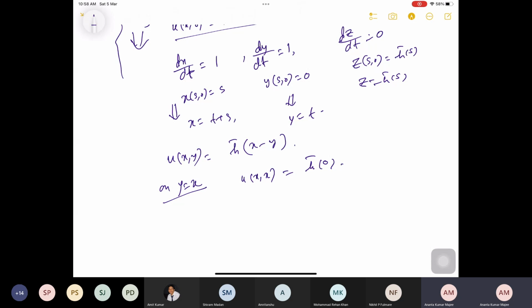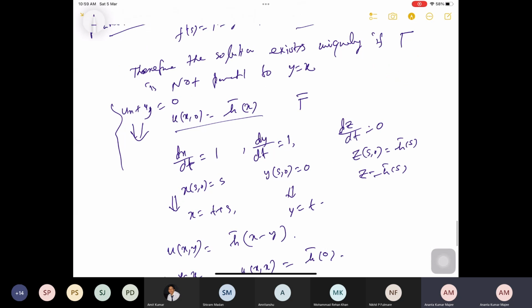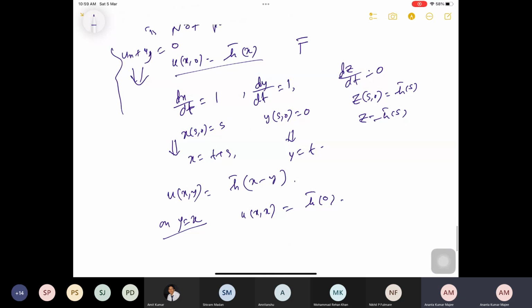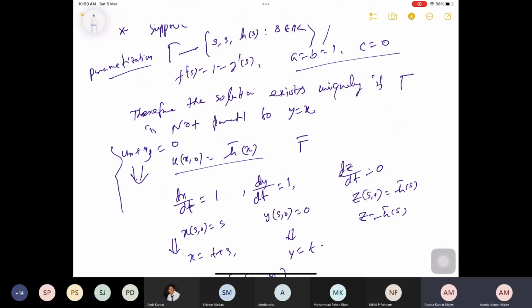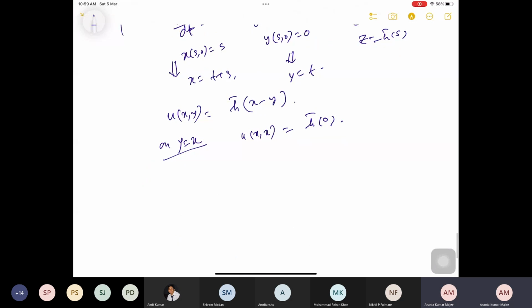Is it not? If you use a solution to your given problem with the condition u of x, x equal to h of x, then it says that it should necessarily satisfy h of x is equal to h bar of 0. That is, h should be constant. That means my h should be constant. So in this case, we have infinitely many solutions.